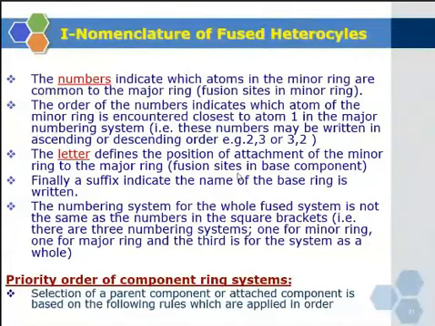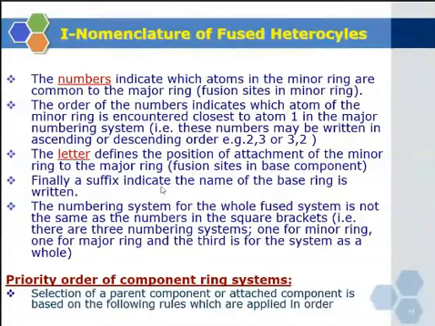Next is the letter number. What is this letter number? Here the letter defines the position of attachment of the minor ring to the major ring. That is the site of fusion, the fusion site in the base component. Finally, a suffix is added which indicates the name of the base ring.